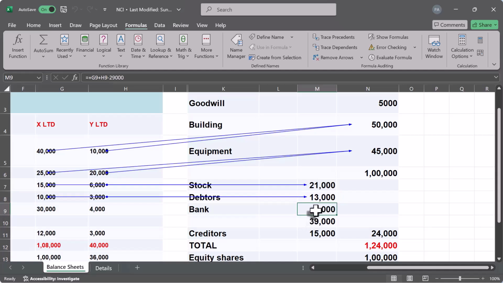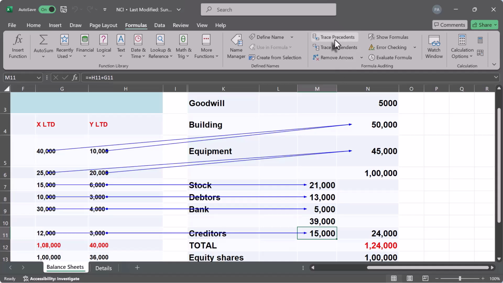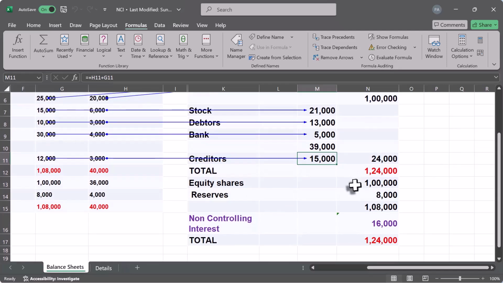Okay, fine. So 34,000 minus 29,000 which X has paid to the shareholders of Y, so the bank balance will come down. Look at the formula there, there has been minus 29 on the upper scroll. If you look at the formula here, it is minus 29,000 which has been shown here. Then the creditors will be simply the sum of 12 and 3. Okay, fine. And now we come to the equity. The equity will be, now X Limited equity is 1 lakh. So it will be shown as 1 lakh.